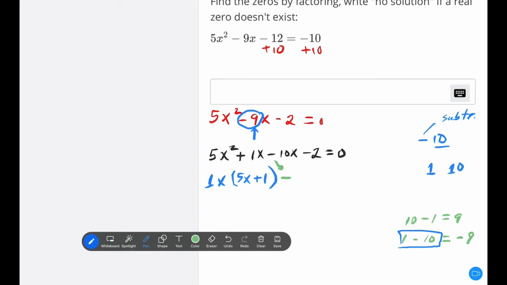The common factor between 10 and 2, that's 2. Alright, negative 10, make sure you use a negative. Negative 10 divided by a negative 2, that's a positive 5x. Negative 2 divided by a negative 2, that's a positive 1.